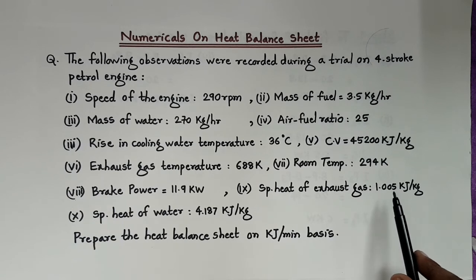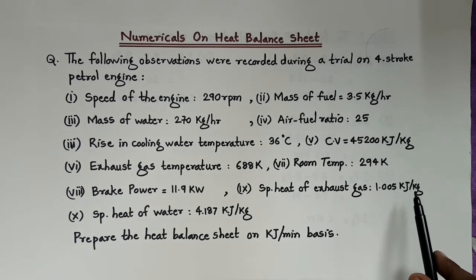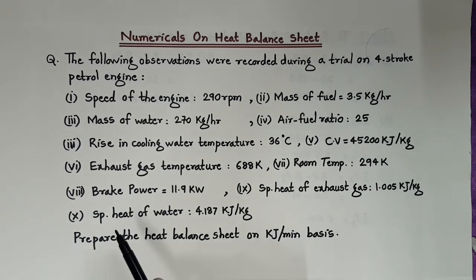exhaust gas 1.005 kilojoule per kg, then specific heat of water 4.187 kilojoule per kg. Prepare the heat balance sheet on kilojoule per minute basis. This is the given data to solve this heat balance sheet numerical. List the given data.